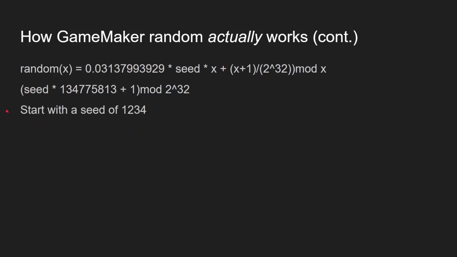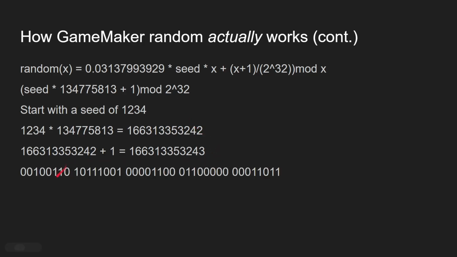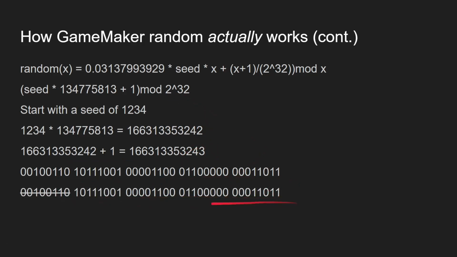So say, for example, we start with a seed of 1, 2, 3, 4. Then we multiply by this number, and then we add 1. And now this mod 2 to the 32, it's not a true mod 2 to the 32. What it does in this case is keep it within the bounds of a signed 32-bit integer. So we can see that visually by translating this into binary. And then 32 bits, so that means we ignore everything after the first 32 digits.